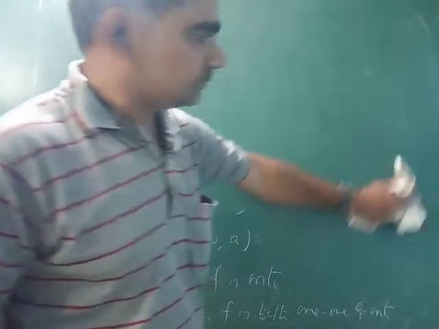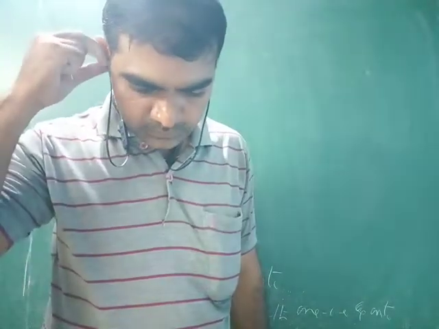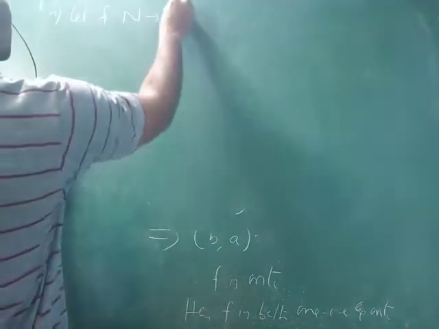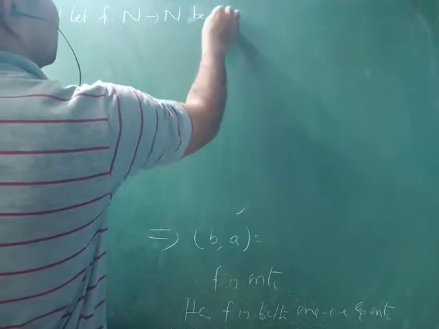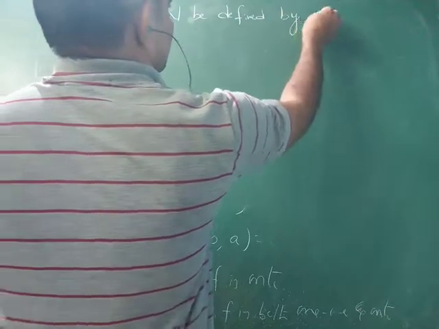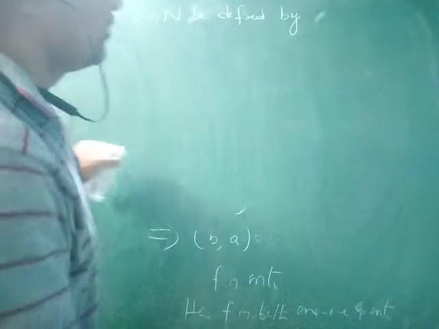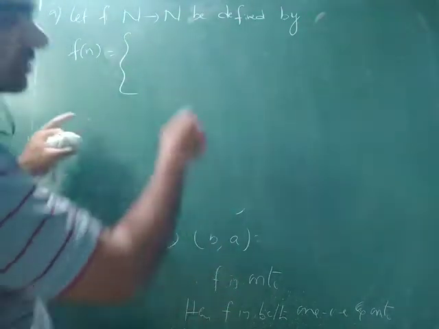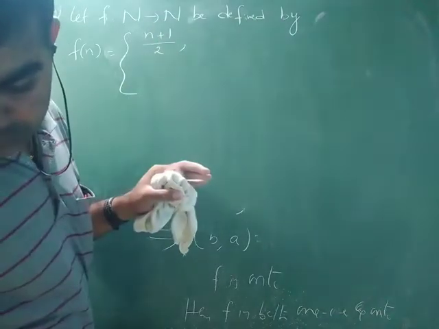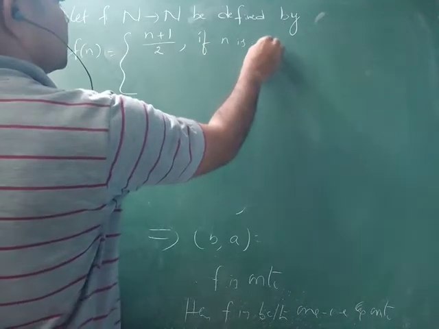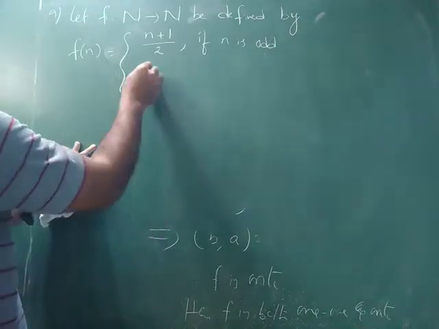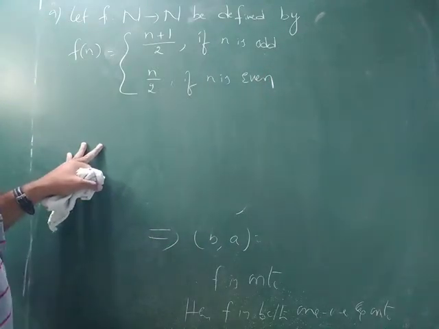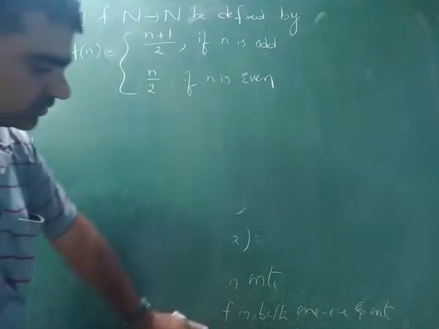See the next question. Let f from N to N be defined by f of n equal to (n plus 1) by 2 if n is odd, and n by 2 if n is even, for all n belongs to N. State whether the function f is bijective or not. Justify your answer.